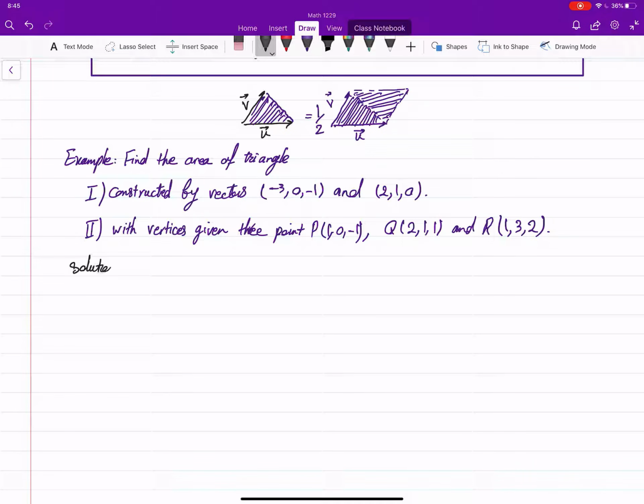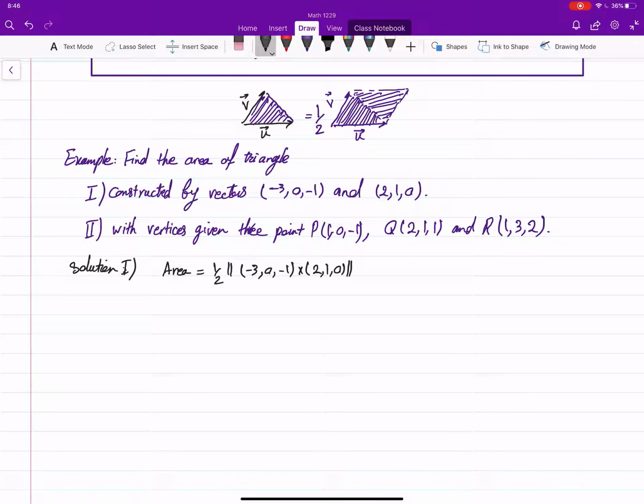Solution for the first one. Okay, these are two vectors. Let's call one u, one v. So we know that the area is equal to half of the length of, not the cross product, but its length, -3, 0, -1 cross 2, 1, 0. You may ask what order I should put. You can put either. The point is that the cross product, if you change the order, will be different, but the length you will get is the same thing.